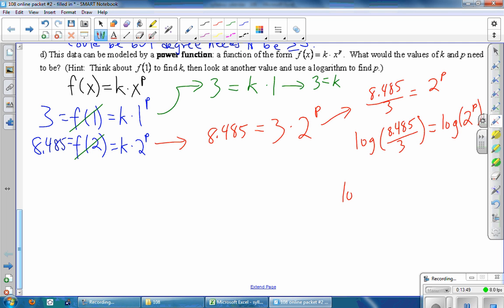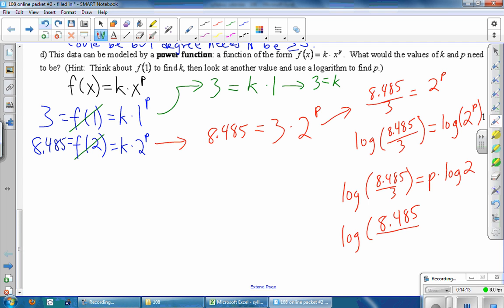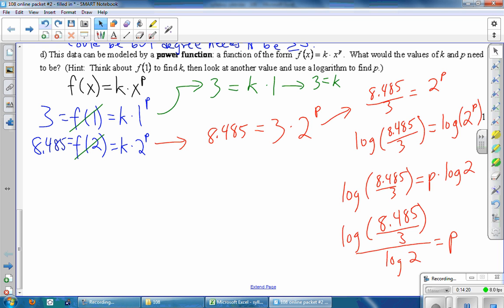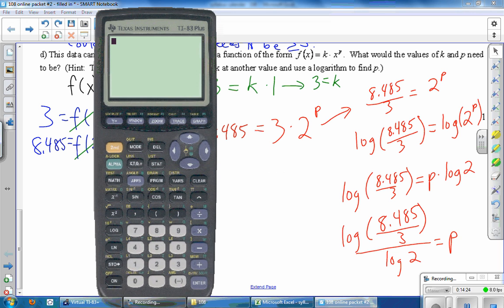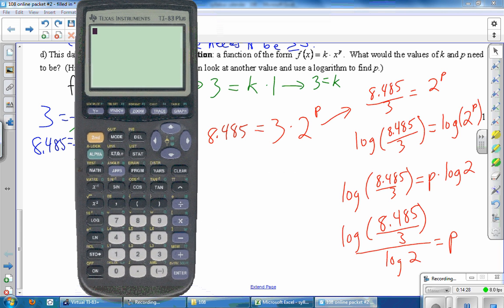And then use that lovely property of logs that says log of something to a power, you can bring that power right down in the front. So the p comes down, multiplies by log of 2, divide both sides by log of 2, and we have our answer. Okay, so now we'll type that into the calculator to get our approximation for p, although I think in this case p turns out to be a pretty nice number. 8.485 divided by 3, and that whole thing is divided by log 2. So let's see what we get for the value of p.